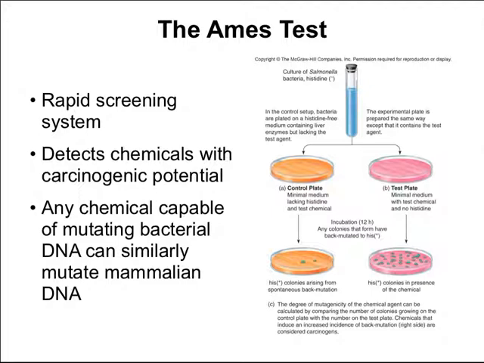Although animal testing has been a standard method for detecting chemicals with carcinogenic potential, a more rapid screening system called the Ames Test is also commonly used.